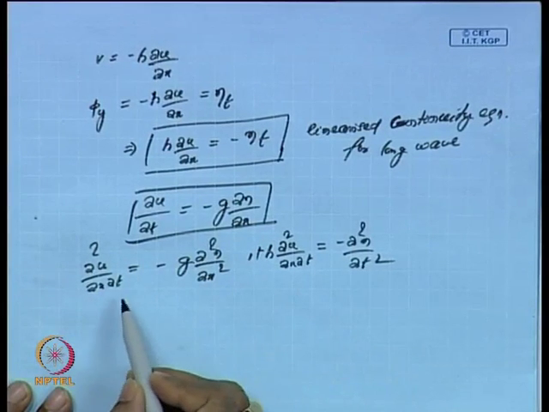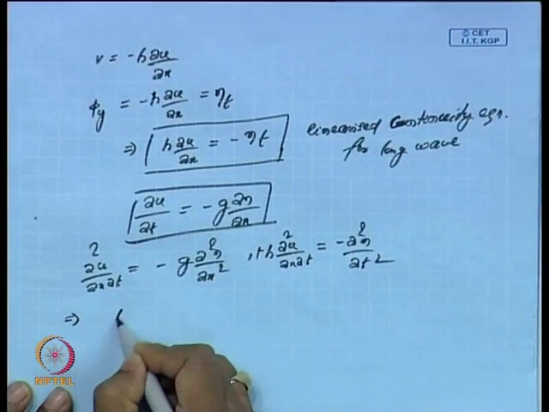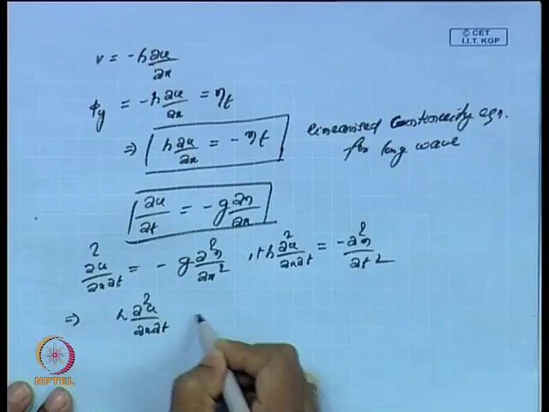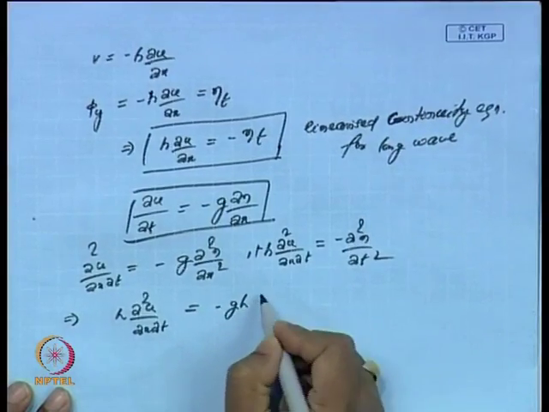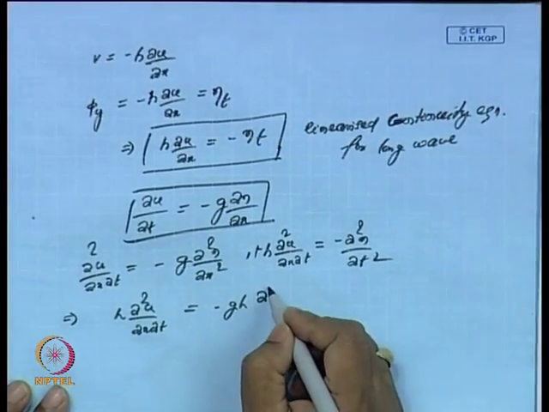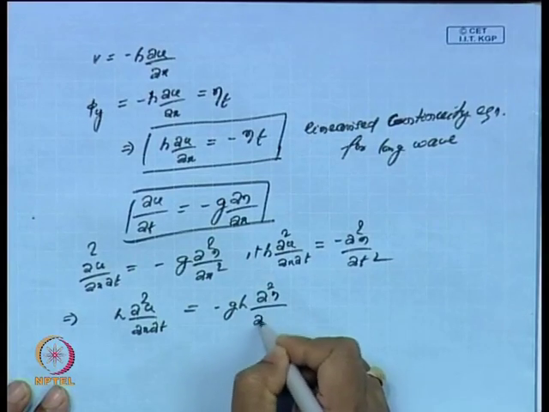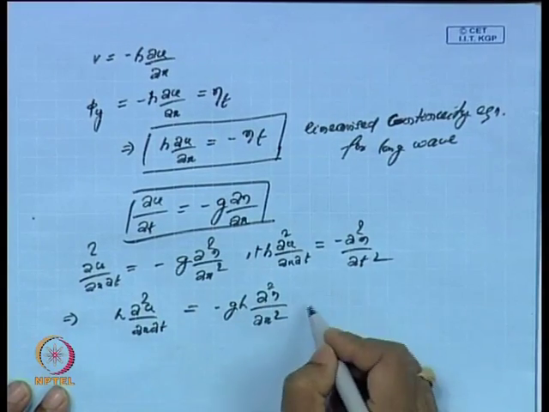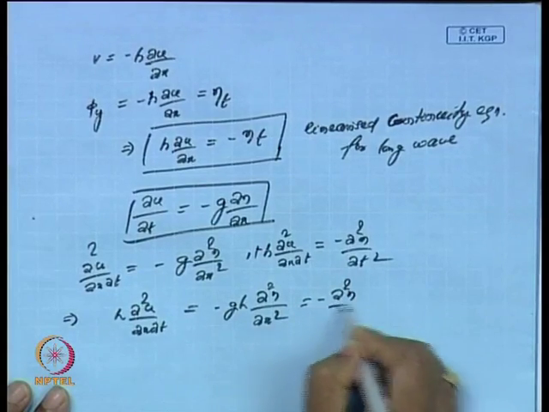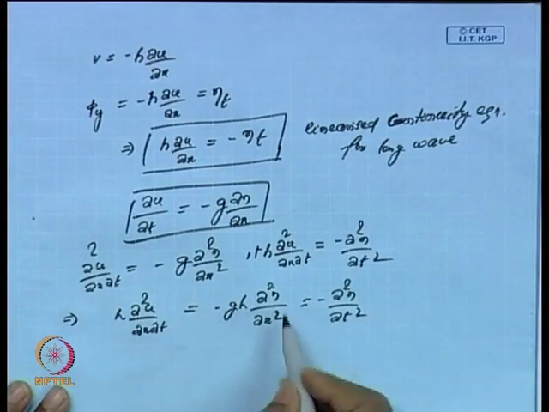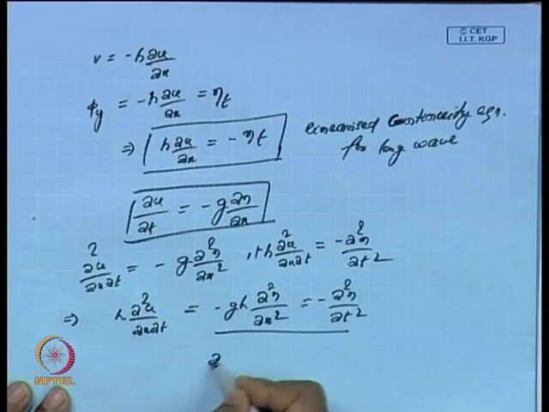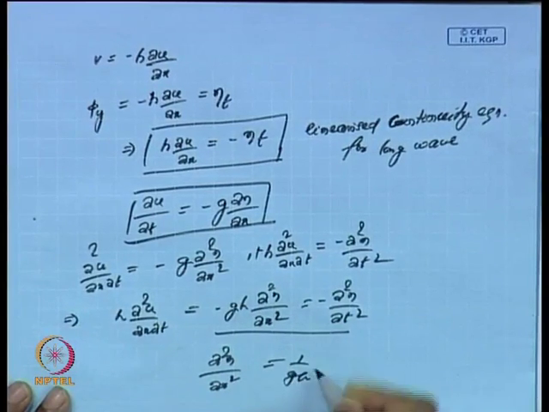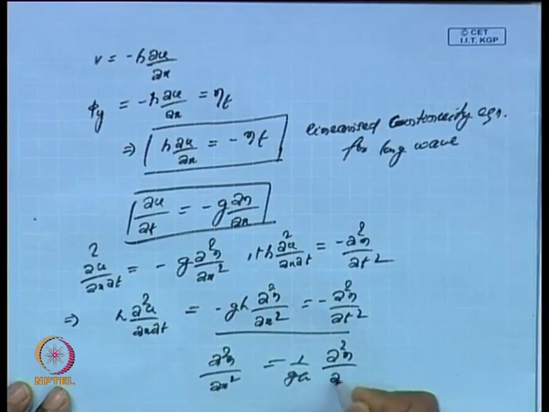So del square u, h del square u by del x del t minus g h del square eta by del x square, and h del square u by del x del t is same as minus del square eta by del t square. So, if I just look at these two terms, that gives me del square eta by del x square is equal to 1 by g h del square eta by del t square.